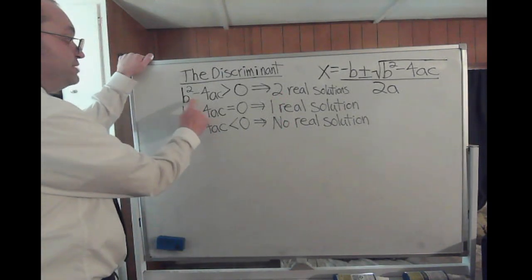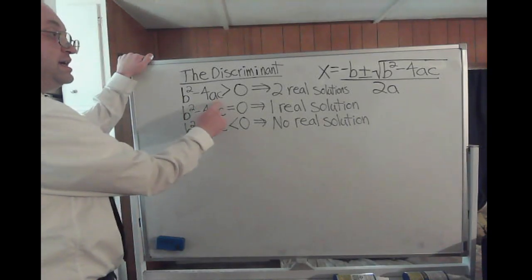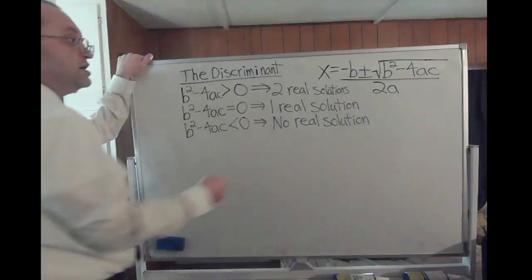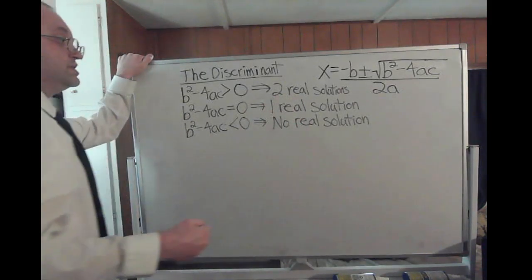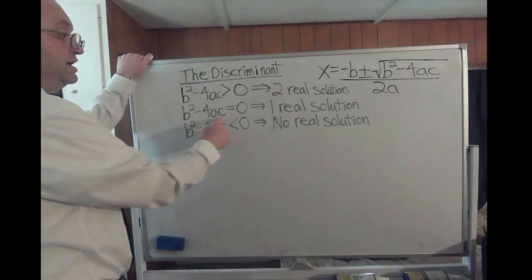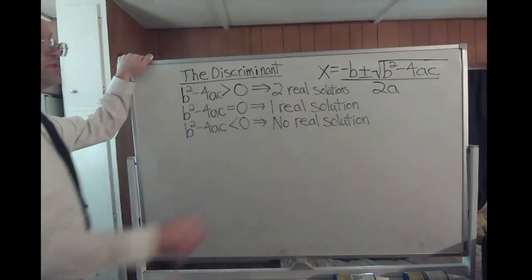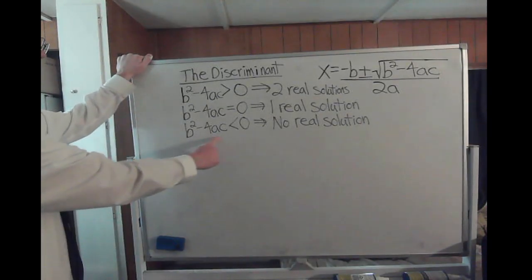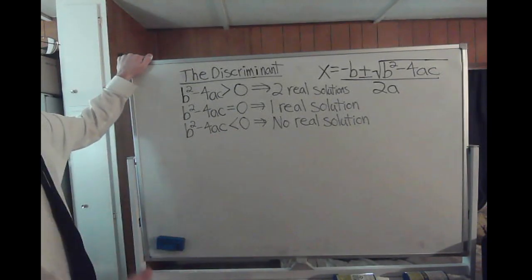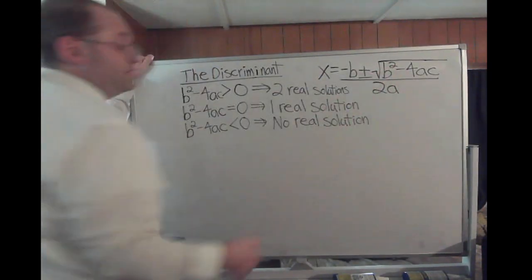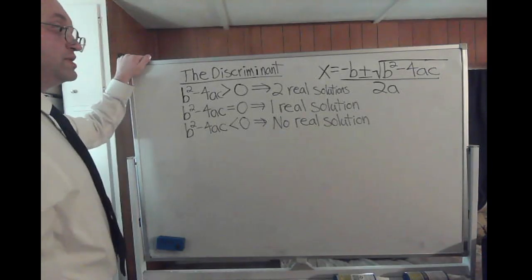So if b squared minus 4ac comes out to a positive number, greater than 0, you're going to have two real solutions. If b squared minus 4ac is equal to 0, you'll have one real solution because you'll just get 0 in the square root. And if b squared minus 4ac is less than 0, or gives you a negative number, you're going to have no real solution because the square root of a negative number doesn't give you a real number result.